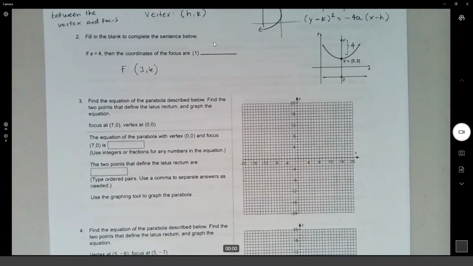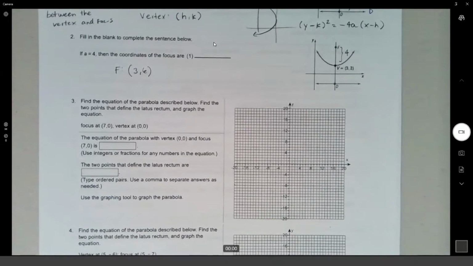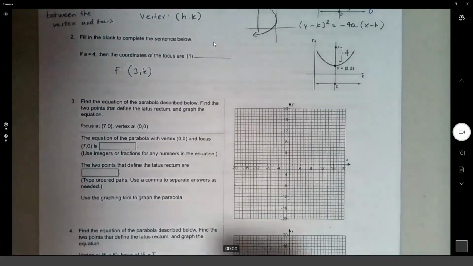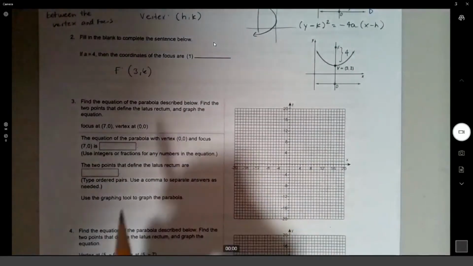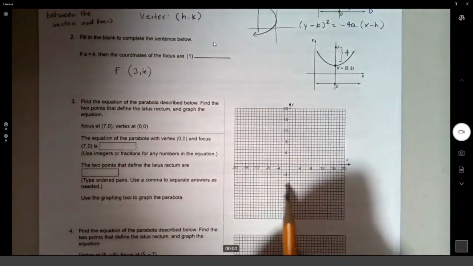All right, so example 3 says, find the equation of the parabola described below. Find the 2 points that define the latus rectum. Oh, that's fun. And graph the equation. Okay, so it's telling us that the focus is at 7, 0, and the vertex is at 0, 0. I think before I even get there, okay, I'm going to take this information and put it on the graphing grid.